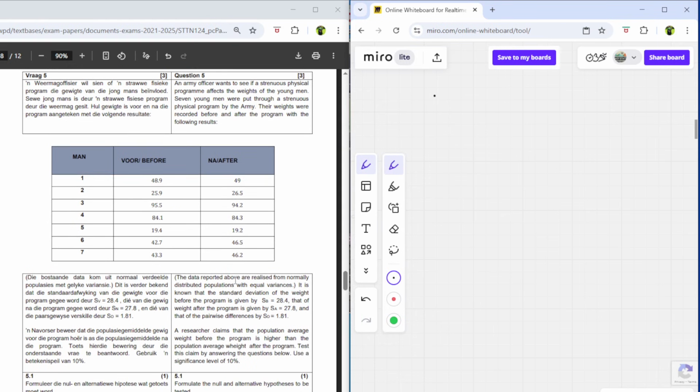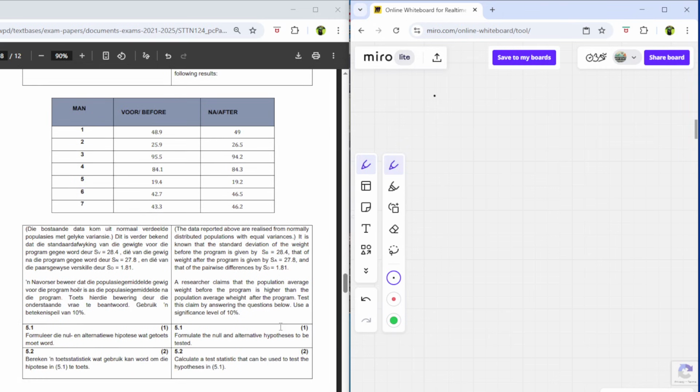Right, so the data reported above are realized from normally distributed populations with equal variances. It is known that the standard deviation of the weight before the program is given by SB, that of the weight after the program is given by SA equals 27.8, and that of the pairwise differences, which is SD, is 1.81. A researcher claims that the population average weight before the program is higher than the population average weight after the program.